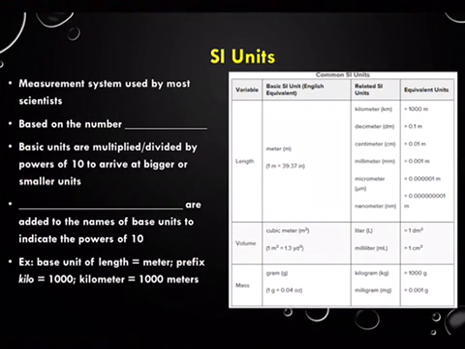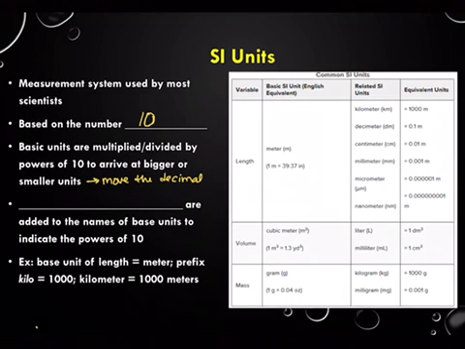So SI units is a measurement system used by most scientists, and it's based on the number 10. We like the number 10. It multiplies easily, it divides easily, and you can simply move decimal points to convert between different units. The units are multiplied or divided by powers of 10 to arrive at bigger or smaller units. This is just a fancy way of saying move the decimal. You either move it to the left or the right, depending on if you're multiplying or dividing.